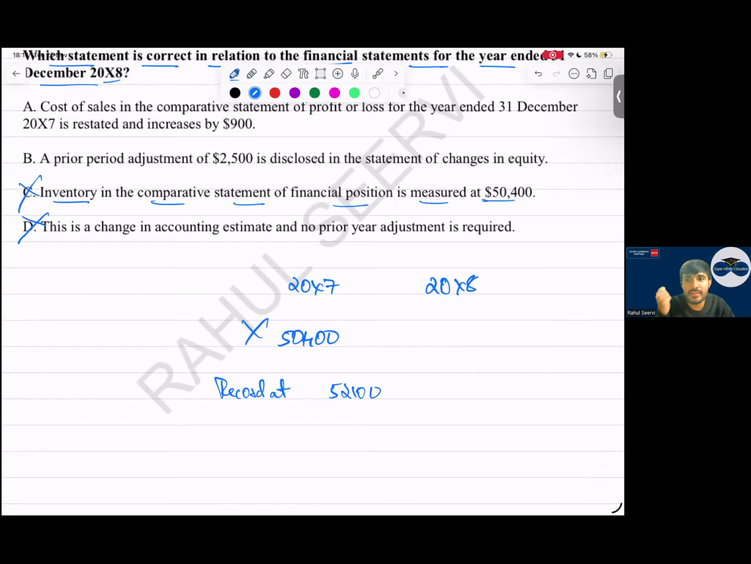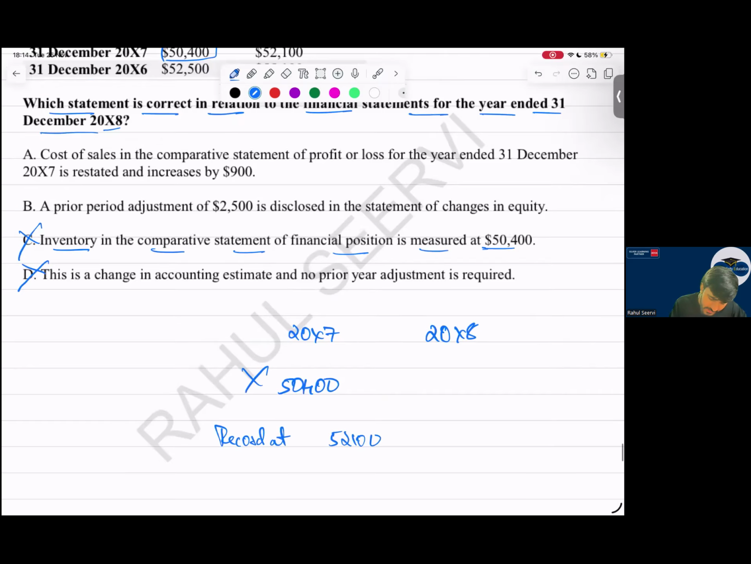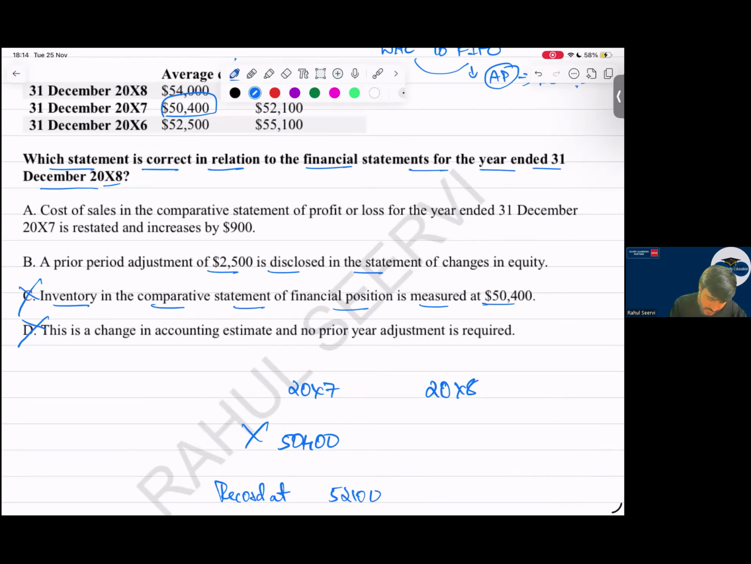We have to restate the values. The earliest period will be corrected. After that, we have to restate the comparative figures. This is out of the box. So, prior period adjustment of 2,500 is disclosed. Is this a prior period adjustment? Is this a prior period error? It's not a prior period error. So, this is also out of the box.